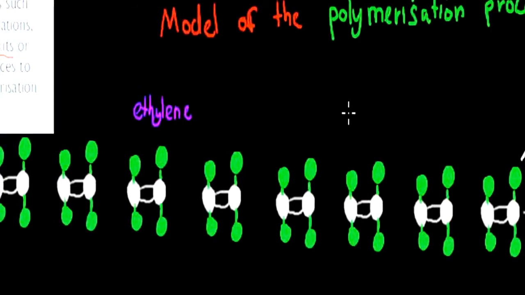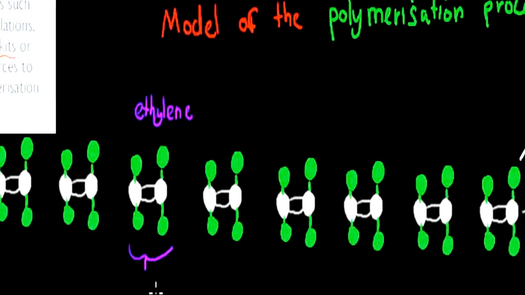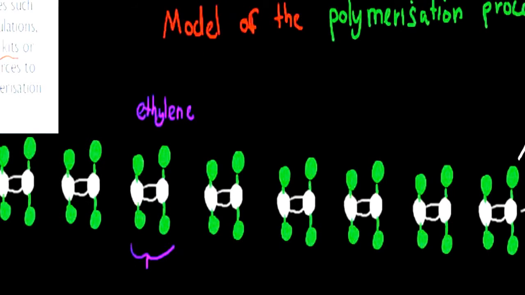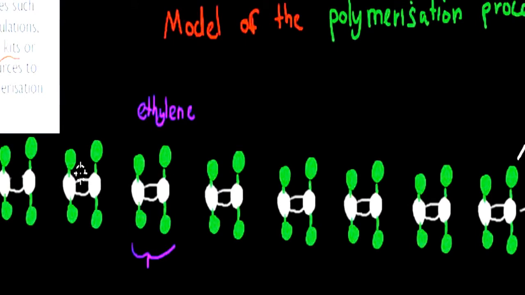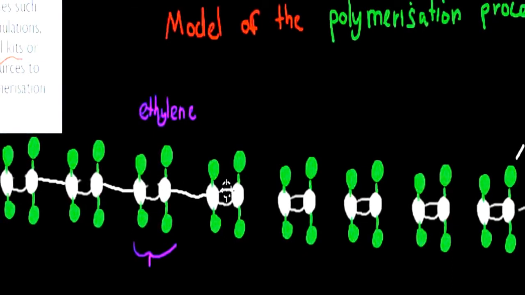And to model the polymerization process, remember these are all monomers, so each one of these is a monomer. And to model polymerization, we have to make sure we can actually attach them end to end. So what we do is we break these double bonds, and once we've broken them, we can attach them end by end. Right, so break the double bonds. You would have done that with your molecular kit, and then attach them end by end, one after the other.